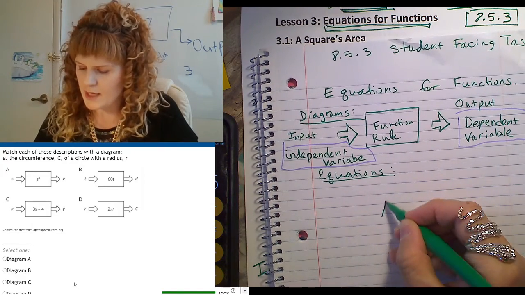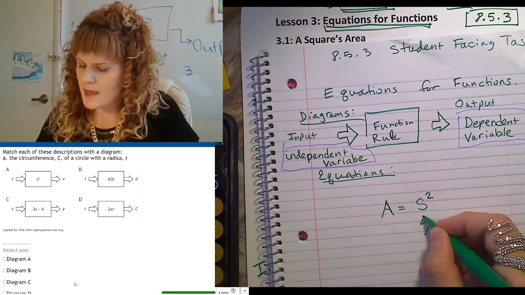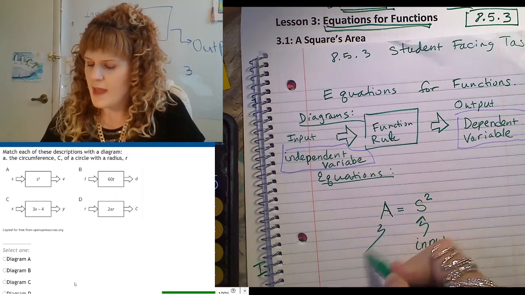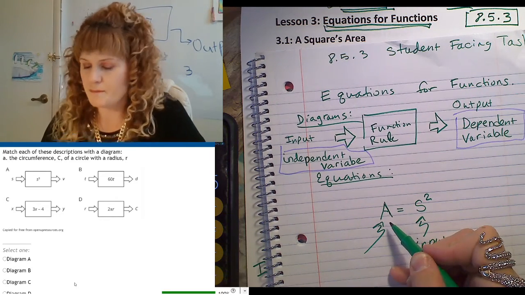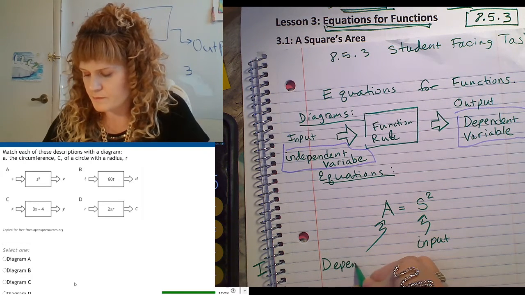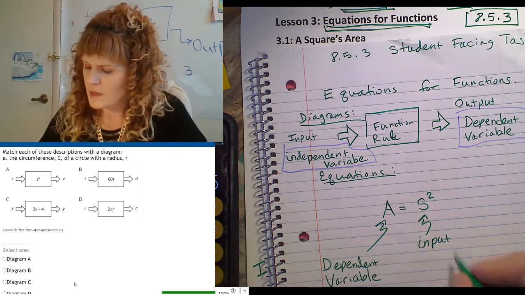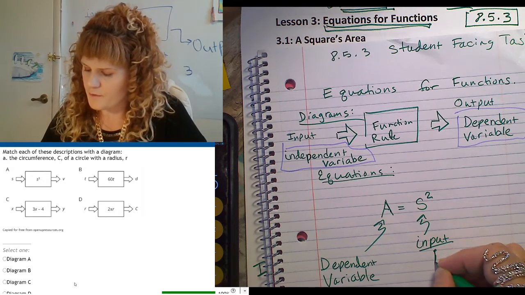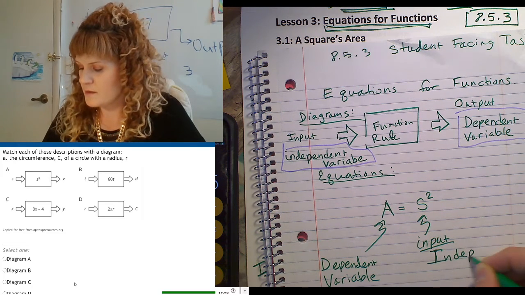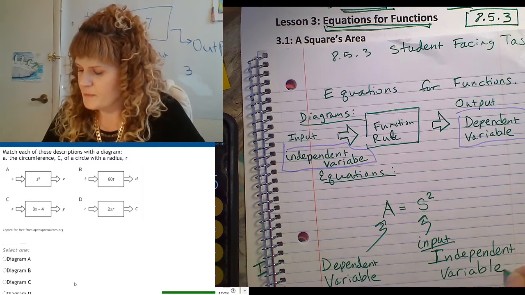But let's look at our equation again. A equals S squared. So the S is the input, the square length. And the A, that is the output. We're going to call the output variable the dependent variable. Input variable is, don't forget, independent variable. Make sure you have this written down right now. And then I'll explain it.